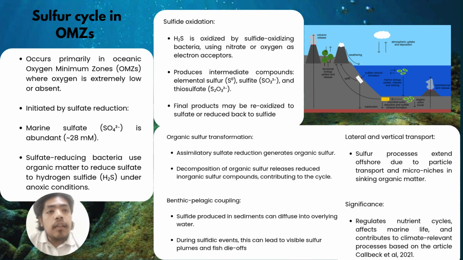The organic sulfur compounds also feed into the cycle through microbial breakdown. And thirdly, the sulfur cycle is tightly linked with the nitrogen and carbon cycles and can influence greenhouse gas emissions. This plays a major role in regions like the Eastern Tropical Pacific and the Arabian Sea. In short, sulfur cycling helps regulate marine chemistry and impacts climate change, based on an article by Kohlberg et al., 2021.